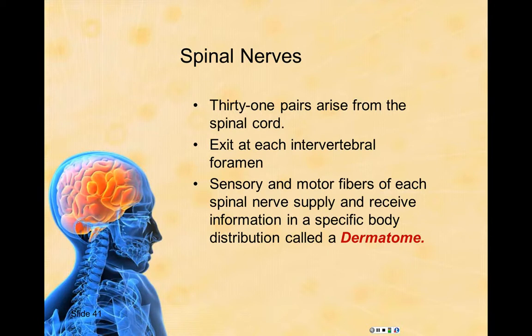Sensory and motor fibers of each spinal nerve supply and receive information in a specific body distribution, which is what we call a dermatome. So basically, where the nerve exits and goes out to the rest of the body is where that nerve will either transmit or receive sensory and motor information.